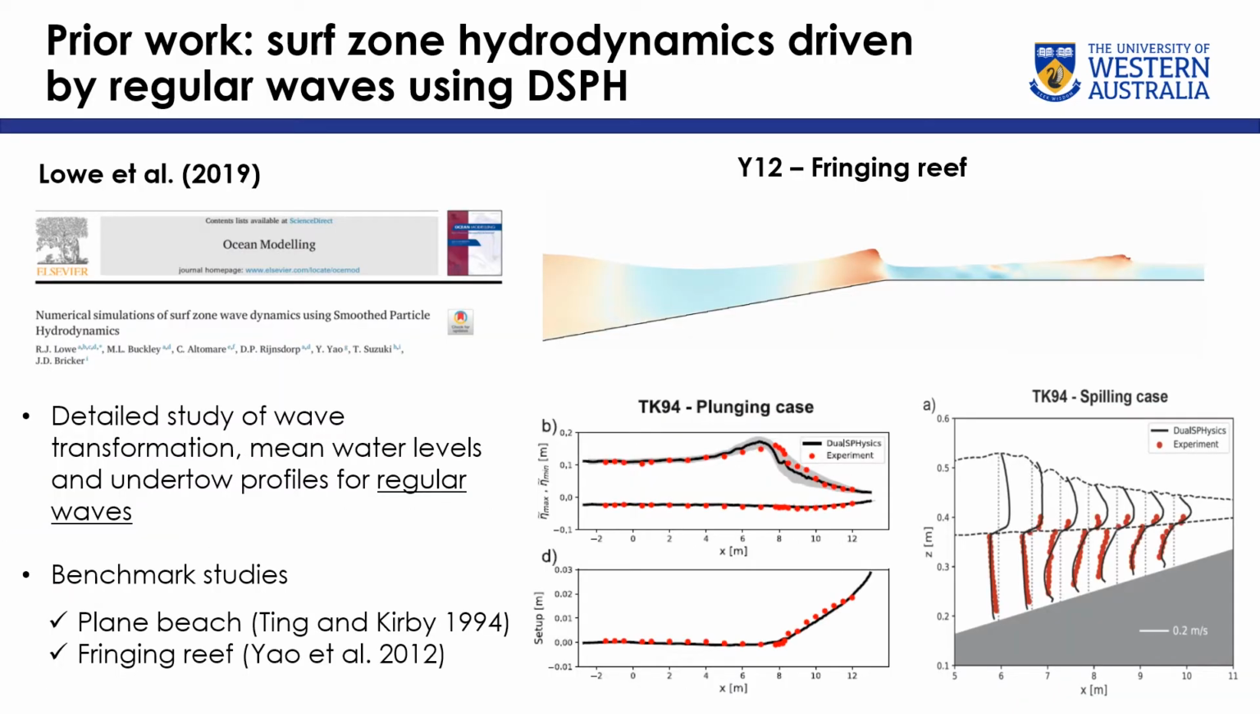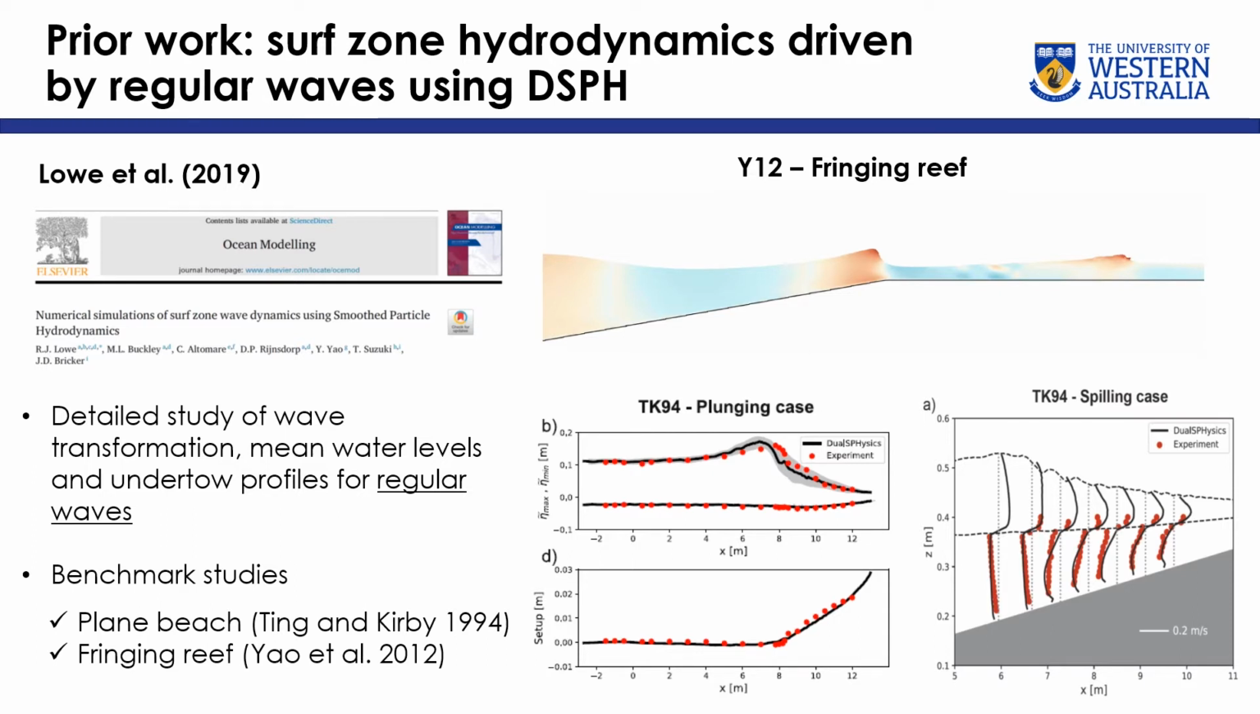So the work that I'm going to present here was initially motivated by prior work that we did looking at surf zone hydrodynamics driven by regular waves using DualSPHysics that was published in this paper a couple of years ago in Ocean Modelling. The focus of this paper was, for this very simple regular wave forcing, to assess the ability of DualSPHysics to simulate some of the detailed hydrodynamic processes of wave transformation, mean water levels, so setup, variability, and also undertow profiles, as you can see in a number of these figures here, really for benchmark cases.